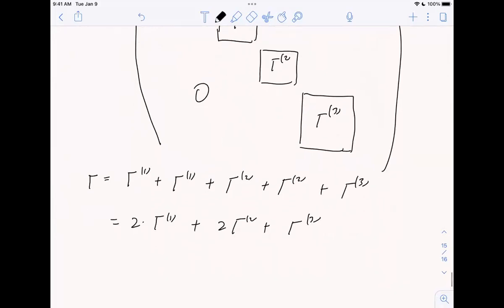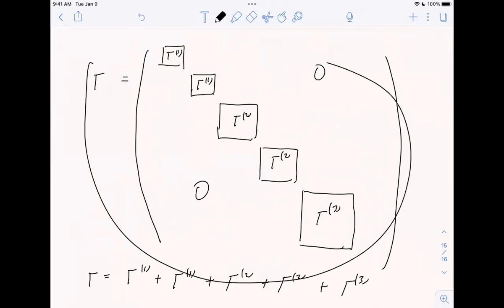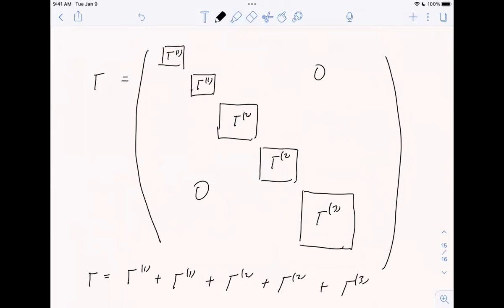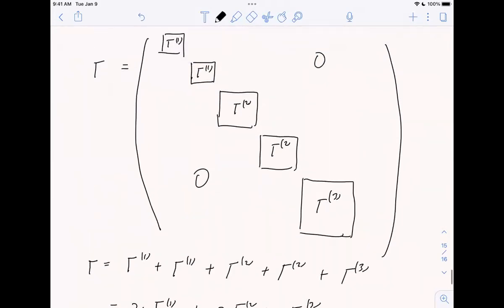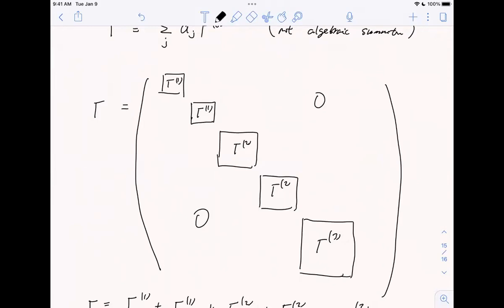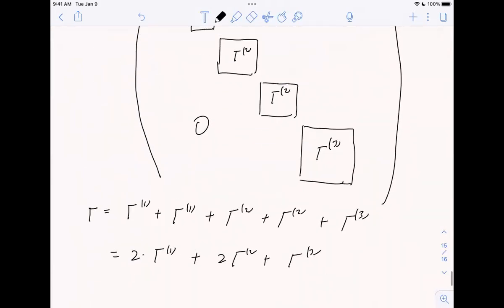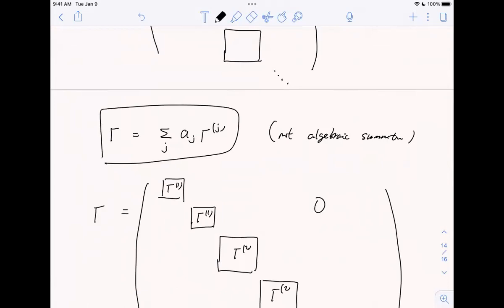So when you read some paper, you see some equation like this. What they mean is this. It's not an algebraic sum. This sum means this is a reducible representation. By some similarity transformation, you can make this into a block form, and there are totally 5 blocks, and 2 blocks are gamma 1 representation, 2 blocks are gamma 2, and the other block is gamma 3. So that's what they mean, and here I just write it in a simple way.